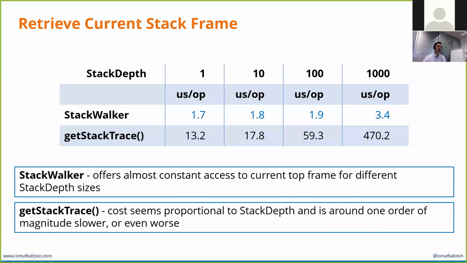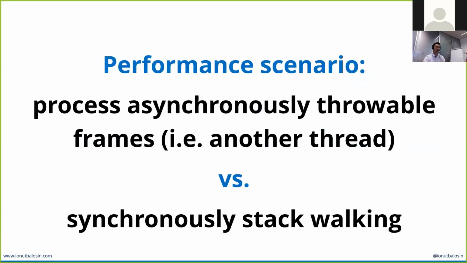And as you can see, on top of that, the getStackTrace API is proportional with the stack depth. So the bigger the stack depth is, the more time it takes to fill in the stack trace and to create the stack element array, which is not the case for the StackWalker API, which is lazy, and is based on a specific depth. But even this is not the best way.